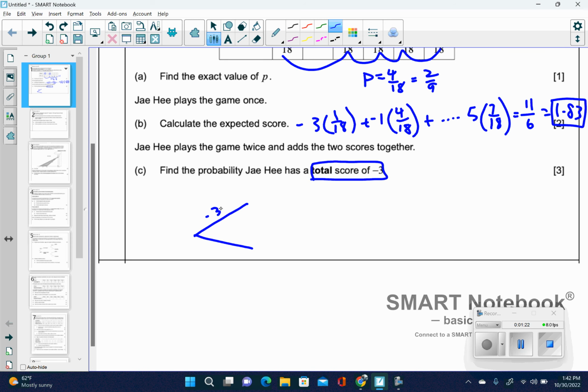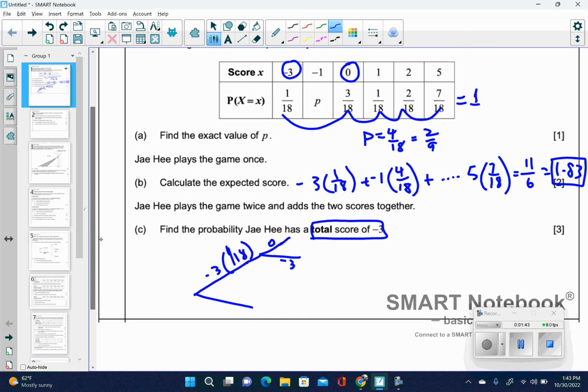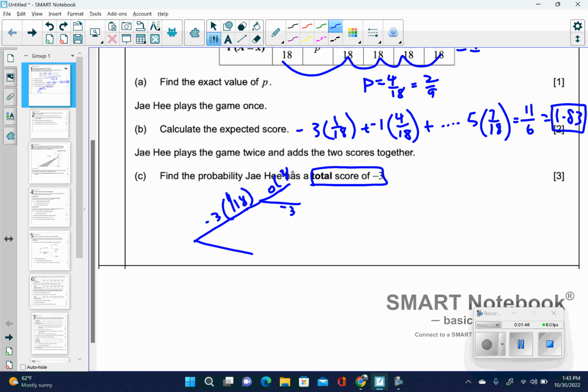If you have a -3, the chances of getting a -3 is going to be 1 out of 18, looking at the probability distribution at the top right here. And then if you get a -3 on the first roll, you could get a 0 or a -3. To get a 0, the expected probability is 3 out of 18. So you have to take those and multiply them together, which gives you 3 out of 324. Okay. -3, -3, when you add that together, that gives you -6, so that doesn't count.